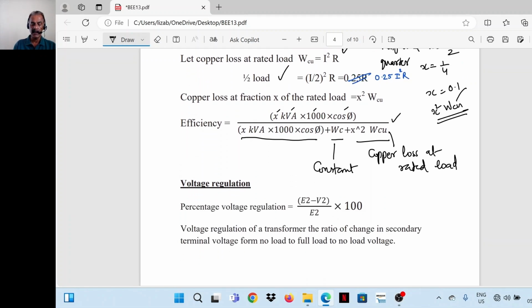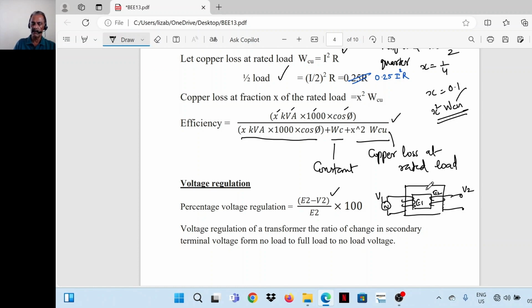Next, what is the regulation of a transformer? The equation is E2 minus V2 divided by E2. E2 is the secondary voltage at no load. Primary is the source here. This is V1. V1 and E1 we will normally take as the same in our computation. Now this is E2, V2. Now V2 is equal to E2 at no load.